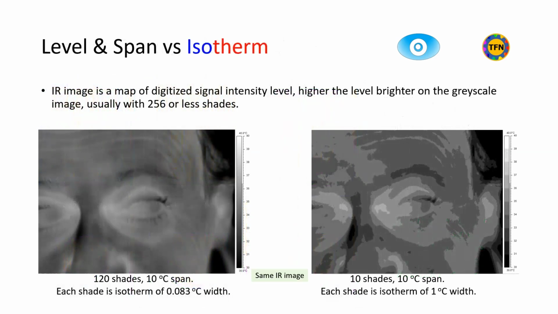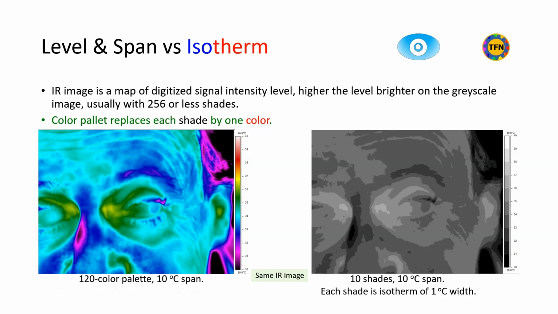IR image is actually a map of digitized infrared signal intensity received from target object. Difference in signal level is represented by 256 or fewer shades on grayscale image with brighter shades for higher intensity and darker shades for lower intensity. Color palette replaces each shade by one color.